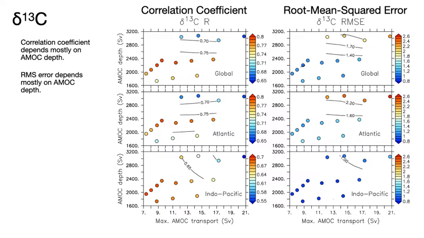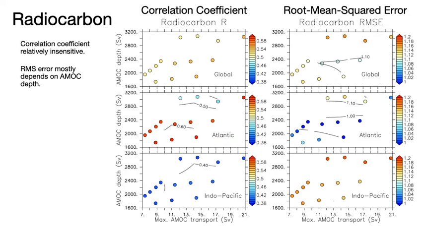Okay, so the bottom line is the RMS error and the model data misfit depends mostly on AMOC depth and is not very sensitive to AMOC strength. The global fit is dominated by the Atlantic data, and the Indo-Pacific data seem to slightly favor the weak AMOC simulations.